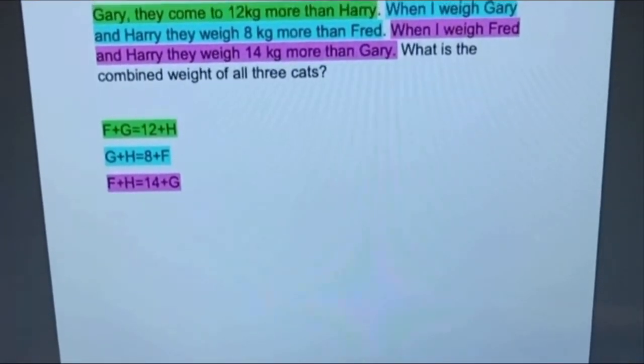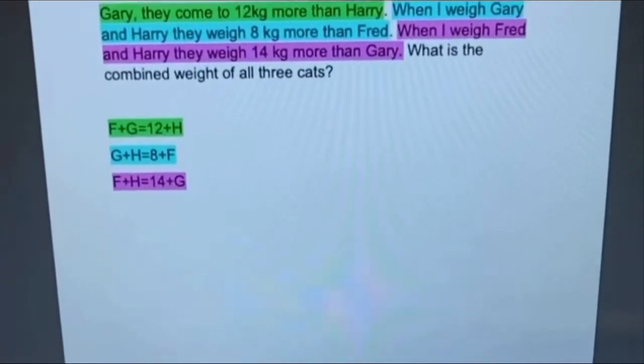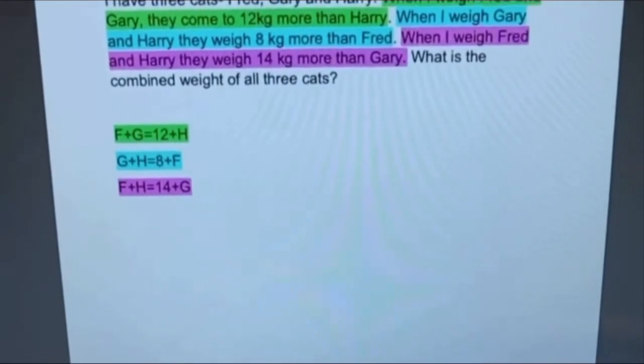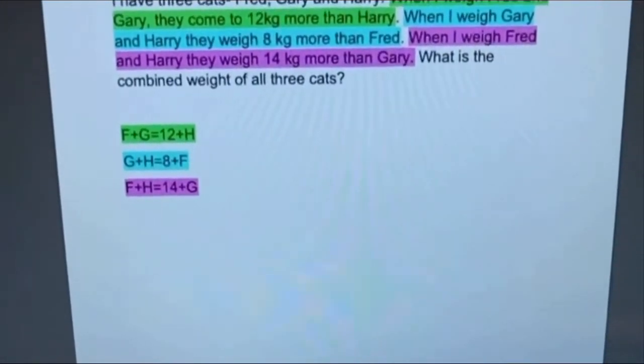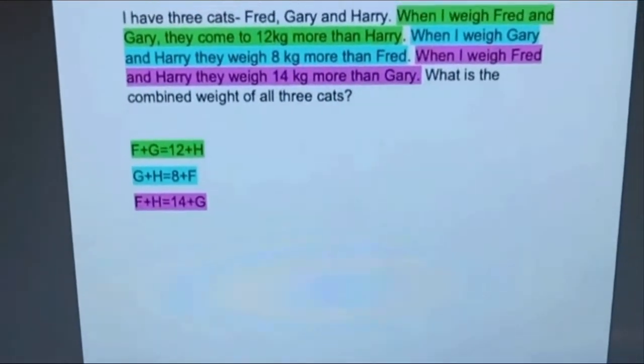And to form the third equation, we look at the third sentence, highlighted purple. When I weigh Fred and Harry, they weigh 14 kgs more than Gary. So I can write this as F plus H equals 14 plus G.